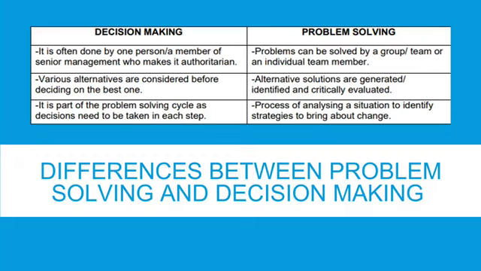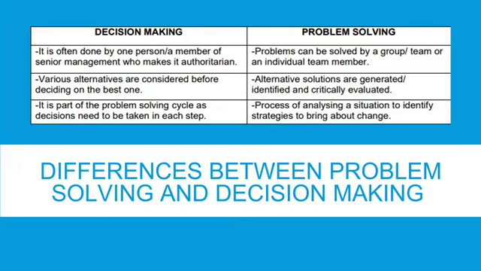It says various alternatives are considered before deciding on the best one. All right, so that's decision making. Whereas problem solving is where alternative solutions are generated, identified, and then critically evaluated. So it's about generating those alternatives, whereas decision making is actually looking at the alternatives and deciding on the best one.